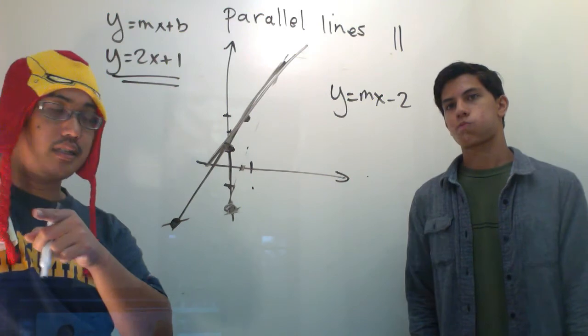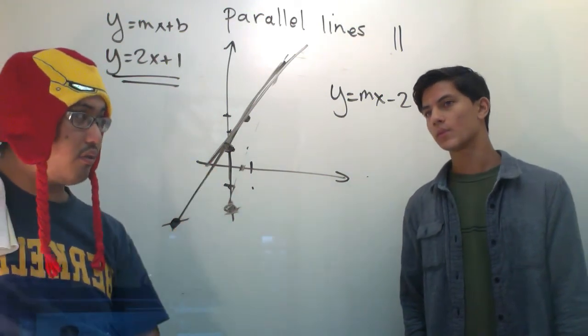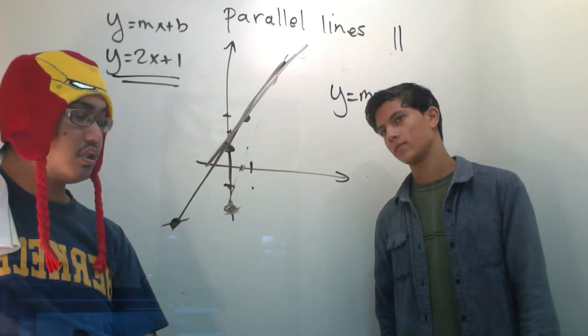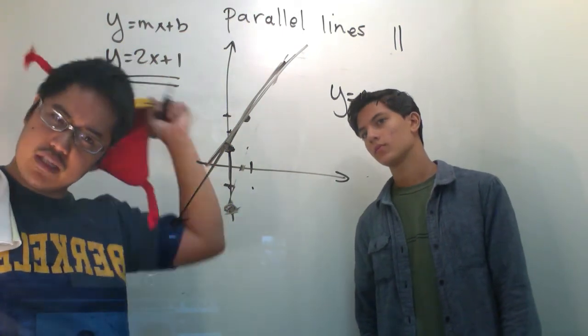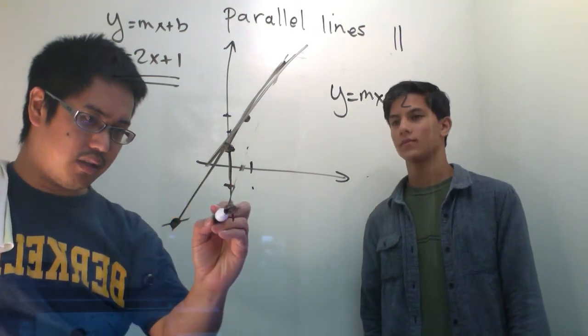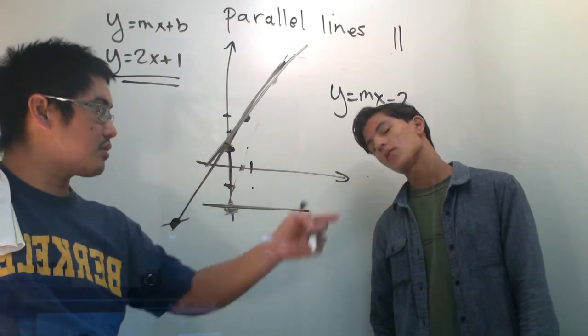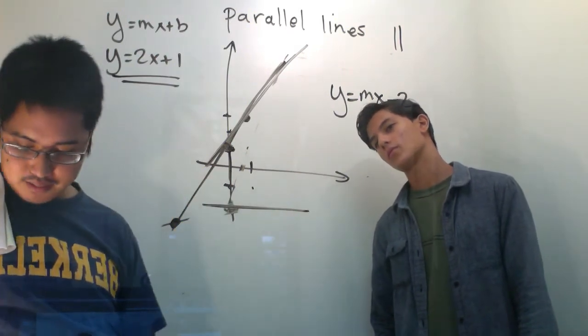Do you know what the slope of this line has to be in order for it to go on forever and never touch? 0? Nope. If the slope were 0, the line would look exactly like this. That means it would go up nothing across 1. Okay, so that's not it.